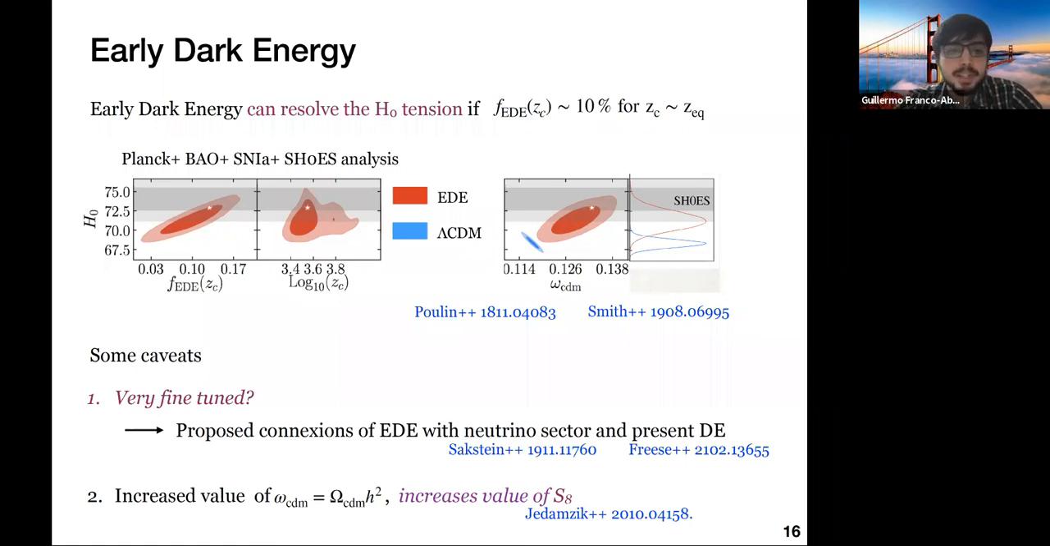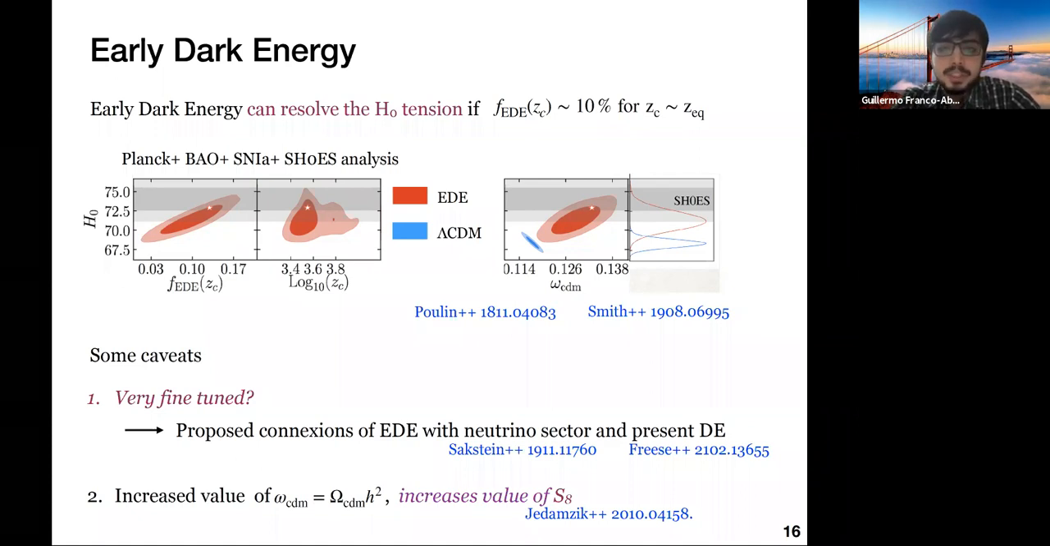Okay, so this is very nice. This model appears to solve the tension, but it has some caveats. For example, it faces some fine-tuning problems. For example, it doesn't tell us why this scalar field starts oscillating precisely around the time of matter-radiation equality.